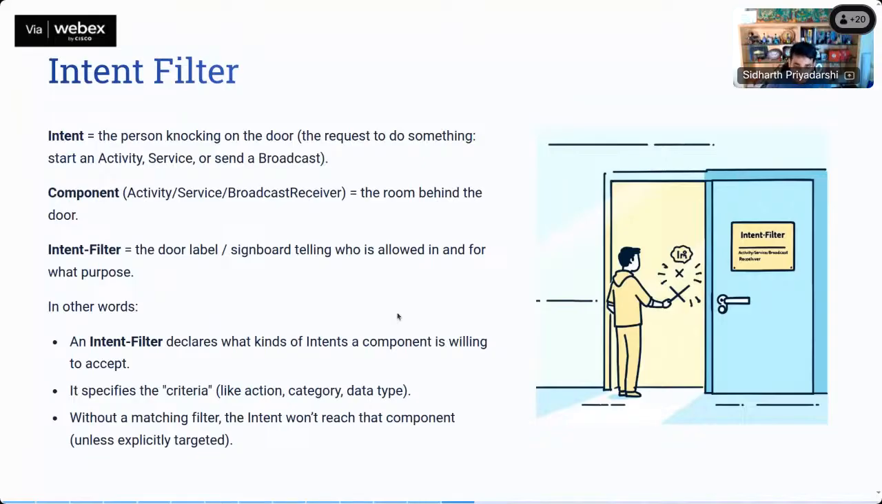Each room has its own gate. The room is behind that door, behind that gate. This entire thing is considered a component. Each room you can consider as a component, like activity, services, broadcast receiver, anything a component could be. So, what is an intent?